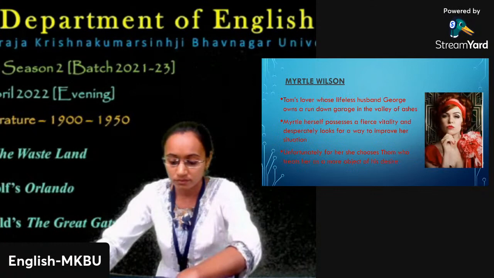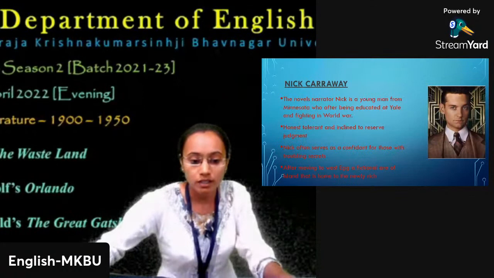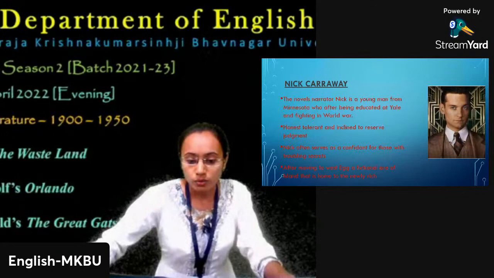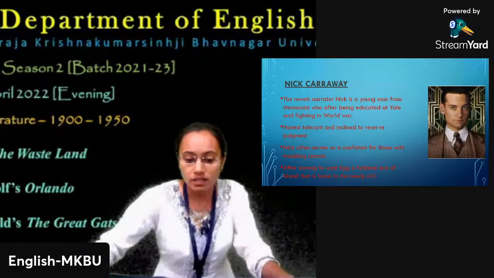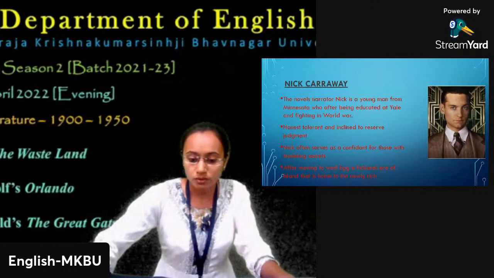Nick Carraway, the novel's narrator, is a young man from Minnesota who, after being educated at Yale and fighting in the World War, is honest, tolerant, and inclined to reserve judgment. Nick often serves as a confidant for those with troubling secrets. After moving to West Egg, a fictional island that is home to the newly rich, he meets Jay Gatsby, the title character and protagonist of the novel.